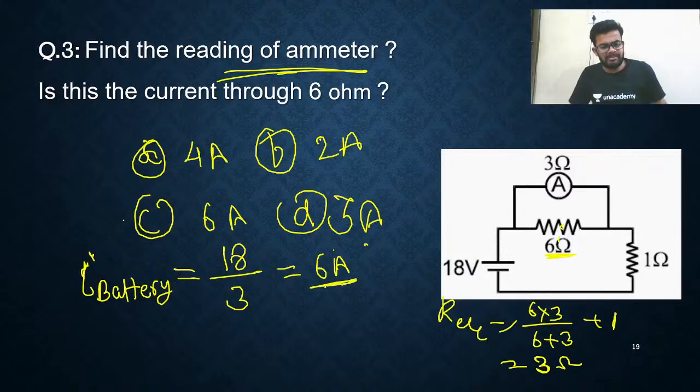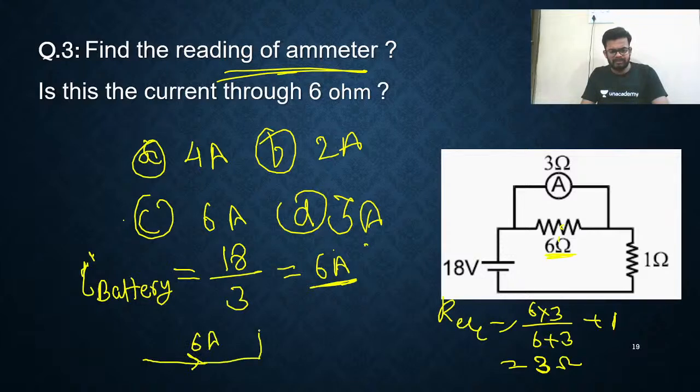But my dear, 6 ampere is the current through the battery. It is not the reading of the ammeter, because the ammeter is added in parallel with the resistance by mistake. So now what will you do? Simply you will say here current is flowing 6 ampere. No problem.